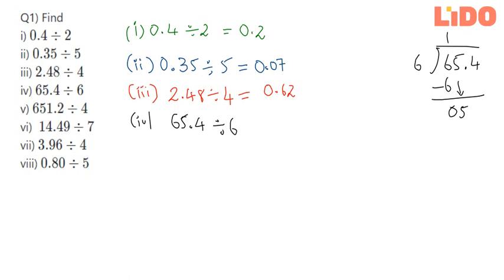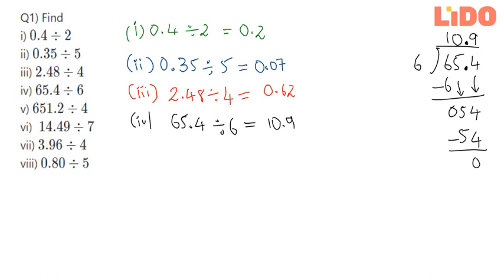Now 5, I can't divide it by 6, so I'll have to pass this number. Since I have to pass this number, I'm going to put a 0 here. Next, I see that there's a decimal point here, so I'm going to put a decimal point here, and then I'm going to bring down the next digit, which is 4. Now I know that 6 9's are 54, so I'm going to write 9 here, 54 here with a remainder 0, so my answer will be 10.9.